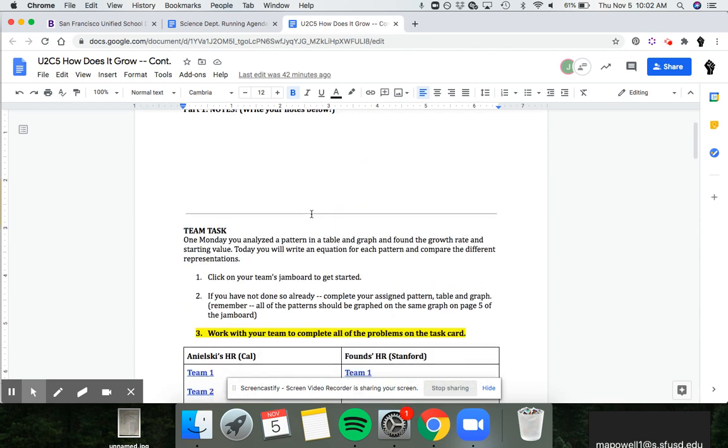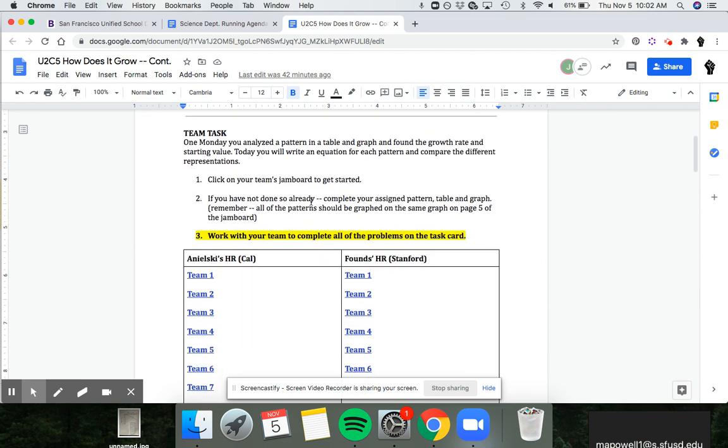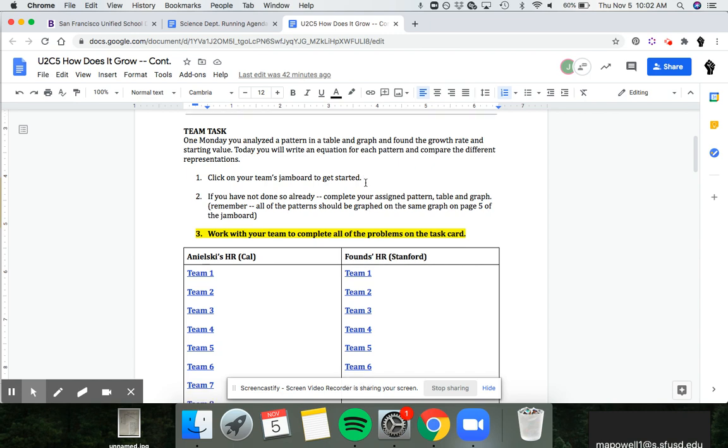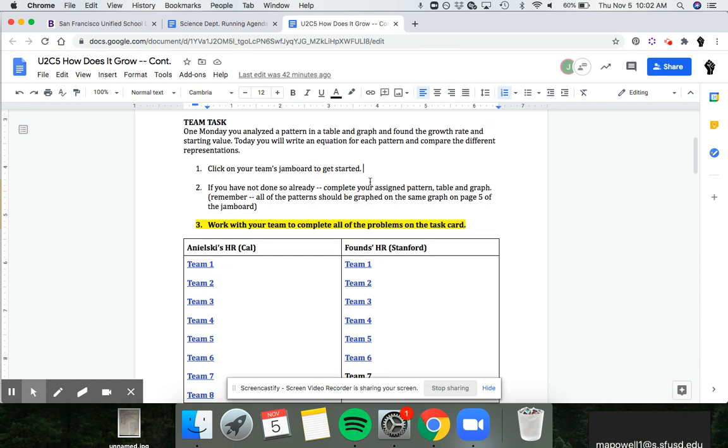So, I'm going to go ahead and scroll past that. Your instructions for today are to continue the task from Monday and then build on it. So, number one, you need to first click on your team's Jamboard to get started. I'm going to pretend like I'm on team one. I'm going to open up the Jamboard.